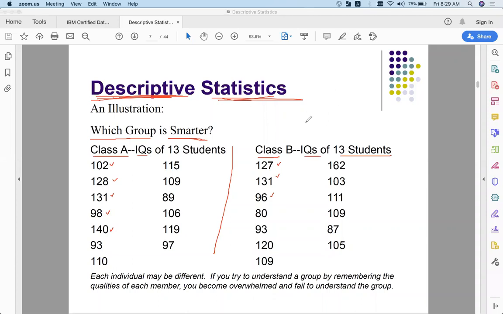So I want you to think in terms of descriptive statistics and tell me how you would say which group is smarter. The mean, okay, mean. Any other answers, guys?